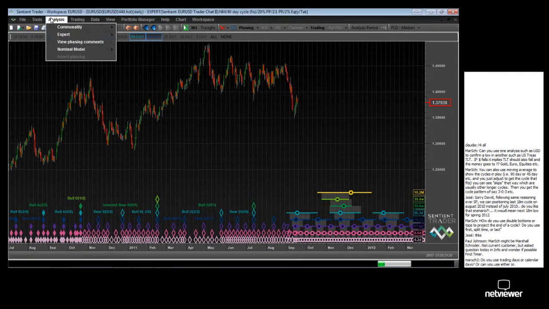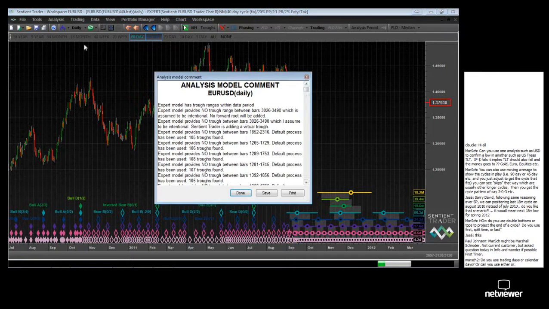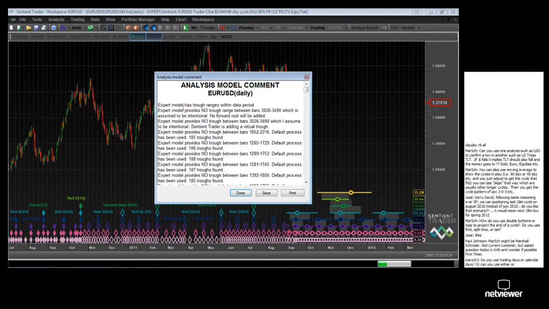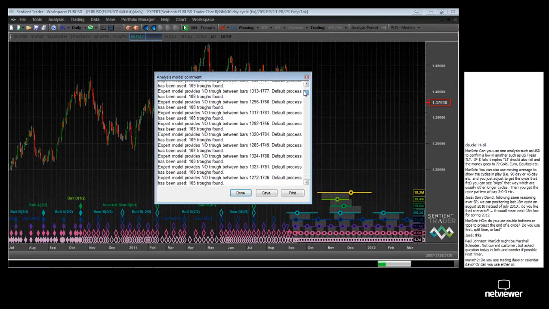Now, I hope I've demonstrated that creating an expert model is very simple. It took us a few minutes to do that. Once you get the hang of it, it really is very, very simple.